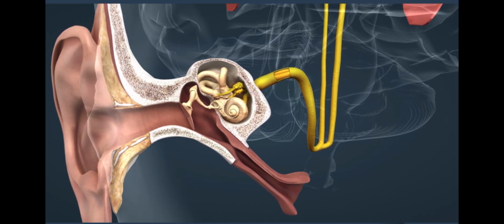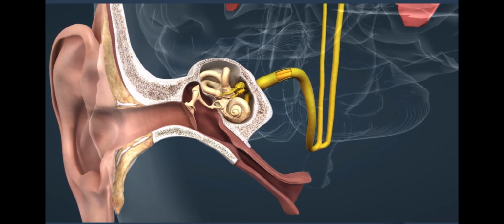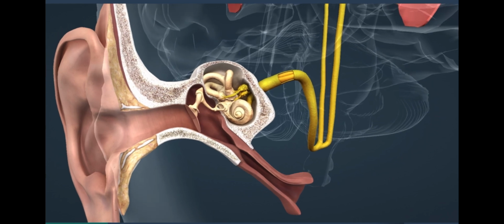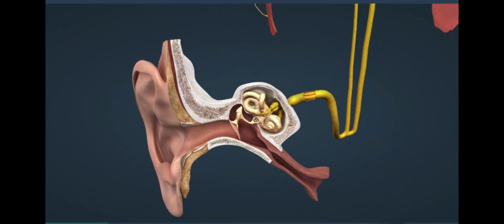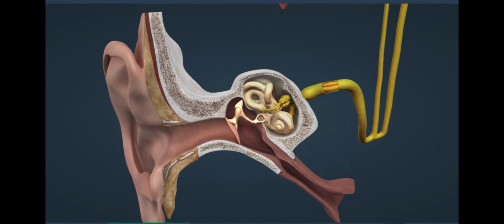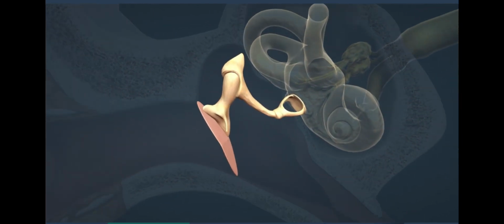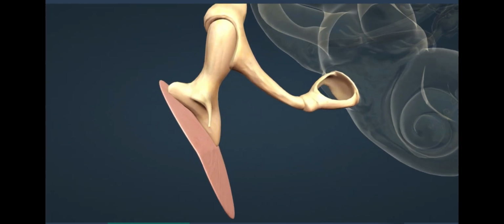Outer ear includes the pinna, auricle, and external auditory canal, which gather and direct sound waves to the eardrum. Middle ear contains the tympanic membrane, eardrum, and the ossicles, three small bones: malleus, incus, and stapes. These structures amplify sound vibrations. Inner ear comprises the cochlea, responsible for hearing, and the vestibular system, for balance.